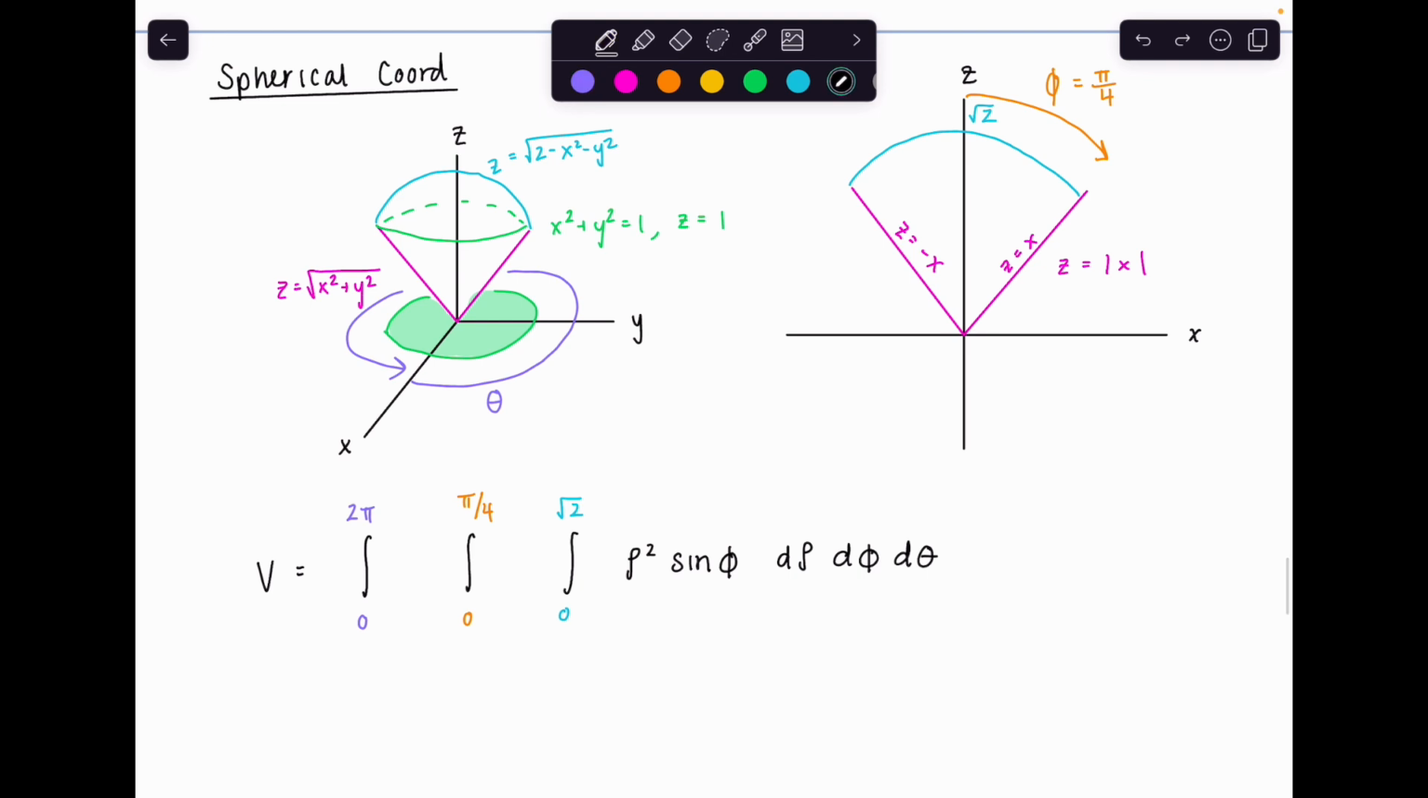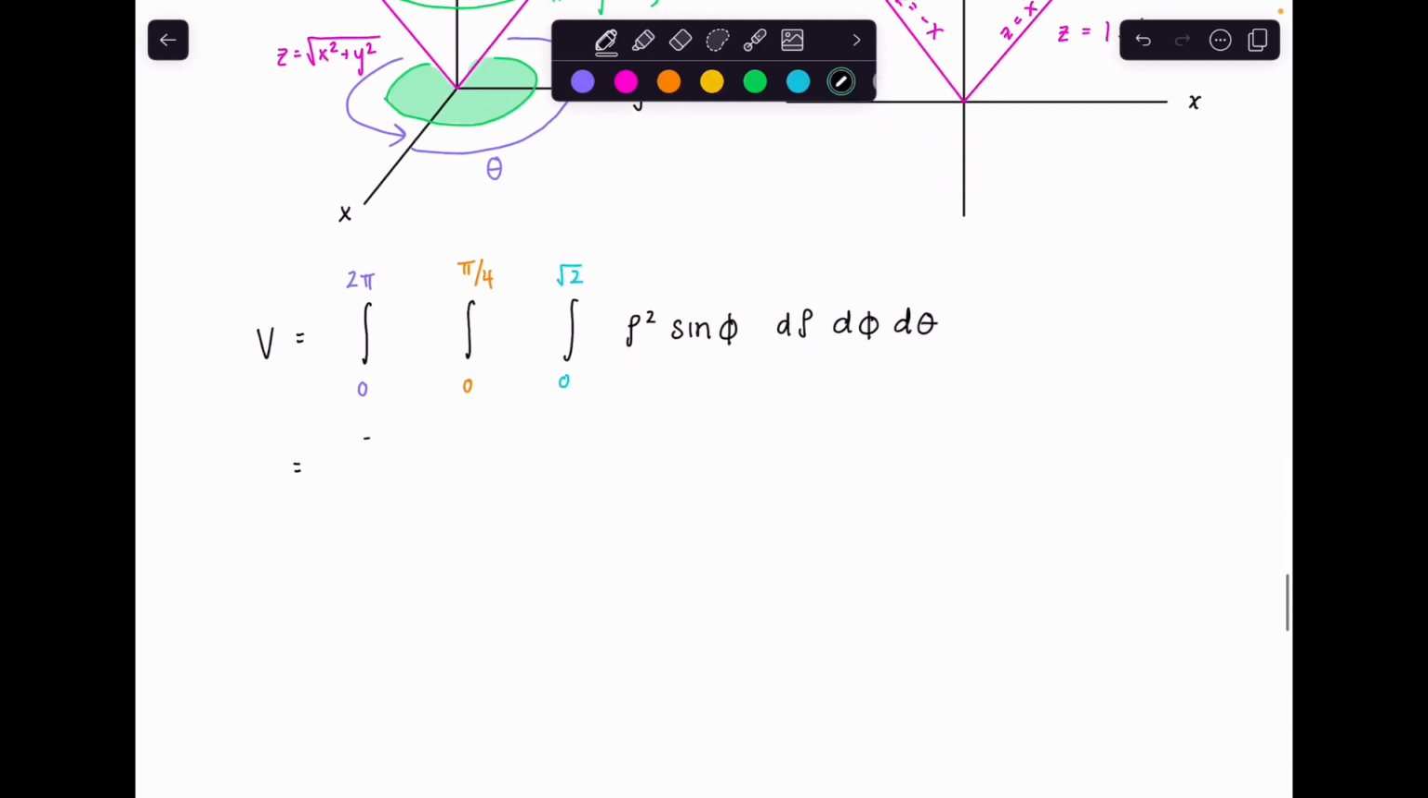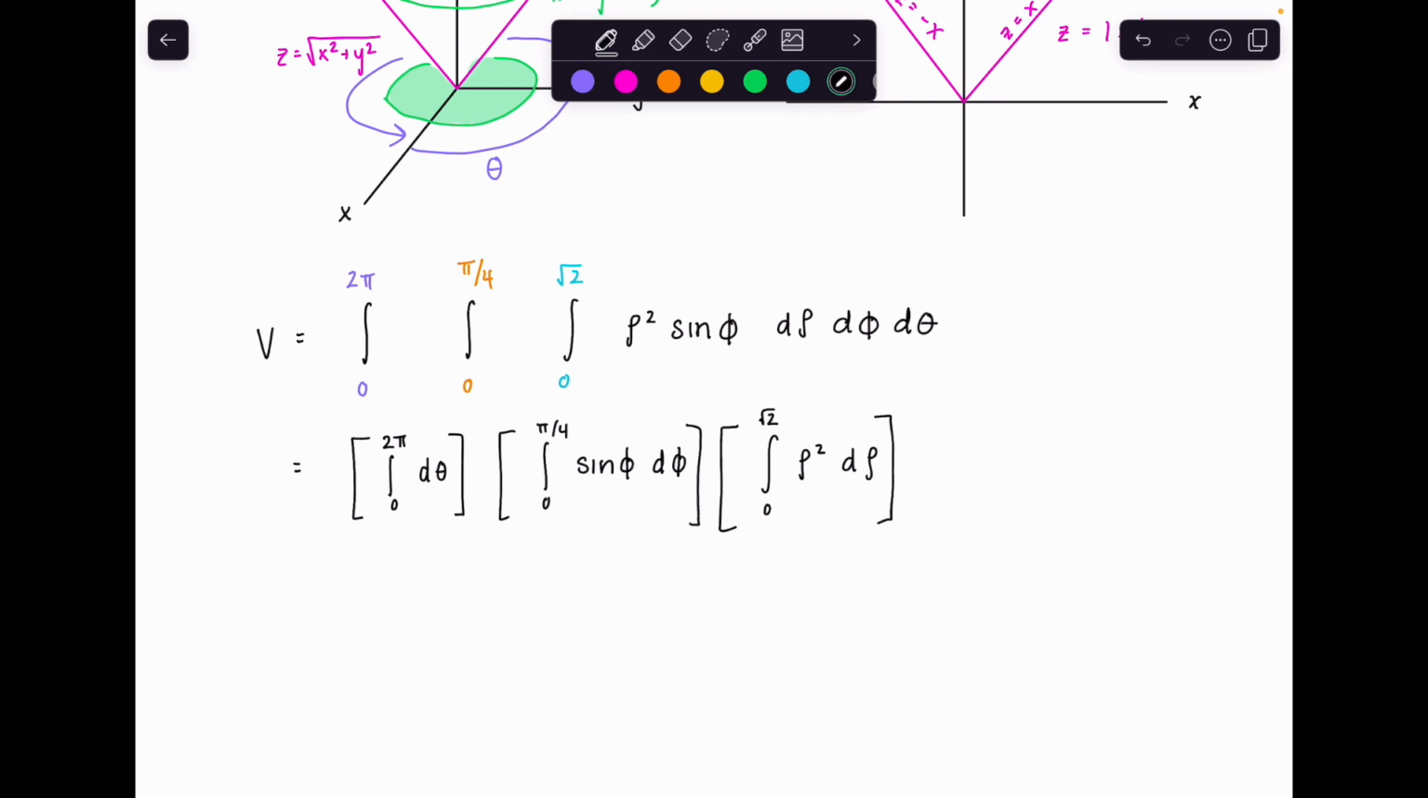So I'm going to show you this leads to exactly the same thing. It works out nicely again that the inside is separable. So I'm able to do this with 3 integrals. We've got 0 to 2 pi for the theta bounds. We've got 0 to pi/4 for phi, and the function dealing with phi is sine of phi. And then we've got from 0 to √2 for rho. So again, all really, really, really nice integrals to go through.